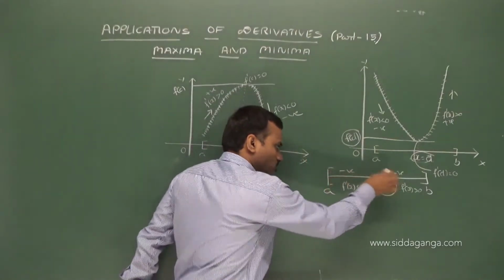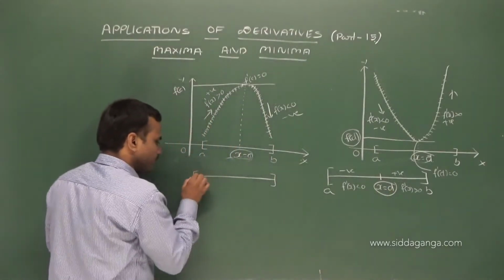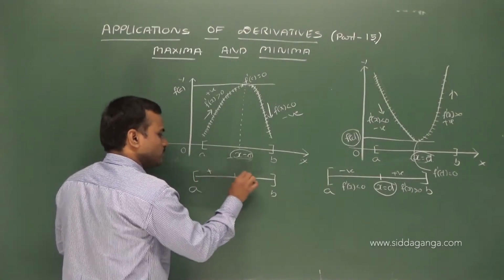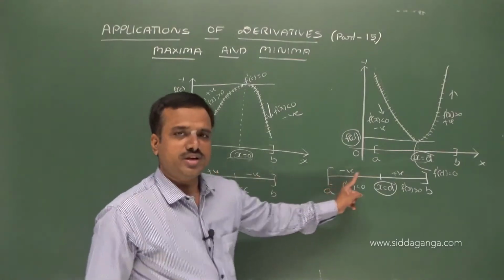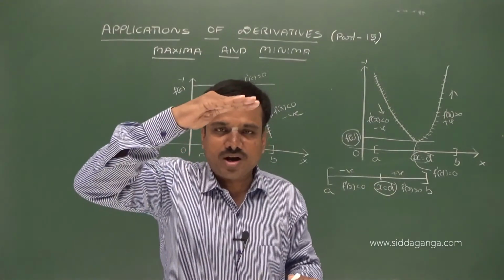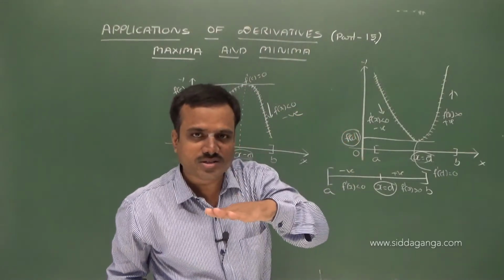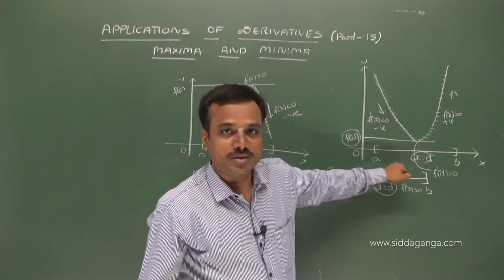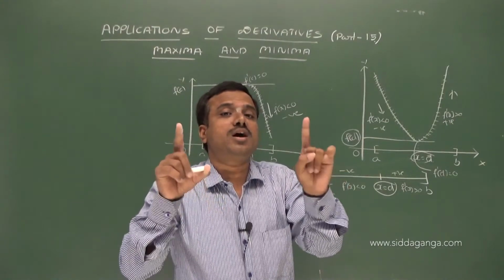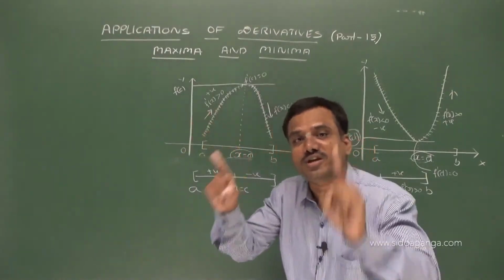Clear? From negative to positive. A to B, observe at x equal to C: here it is positive to negative, here it is negative to positive, here positive to negative. It is increasing, then parallel to the x-axis, then decreasing: point of maxima. Decreasing, parallel to the x-axis, then increasing: point of minima. This is how to find maxima and minima using the first order derivative test.